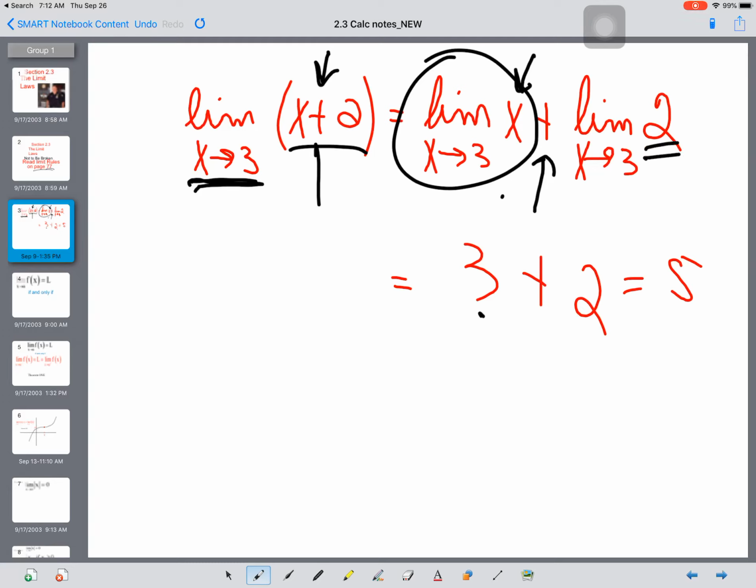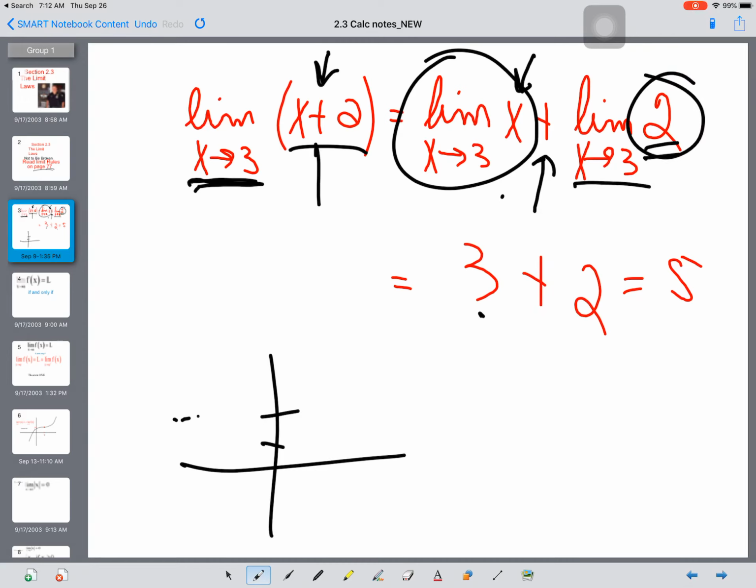Now what is 2 getting close to as x gets close to 3? When I say that, it's like saying the equation y equals 2. As I get close to 3, what's 2 getting close to? Well, 2. It's already 2. It's forever 2. So this could be 3, this could be 8, this could be 97. The limit of 2 as x approaches any number is going to be 2.